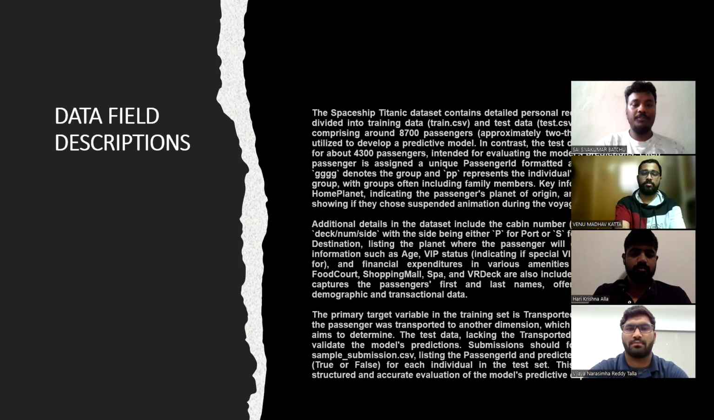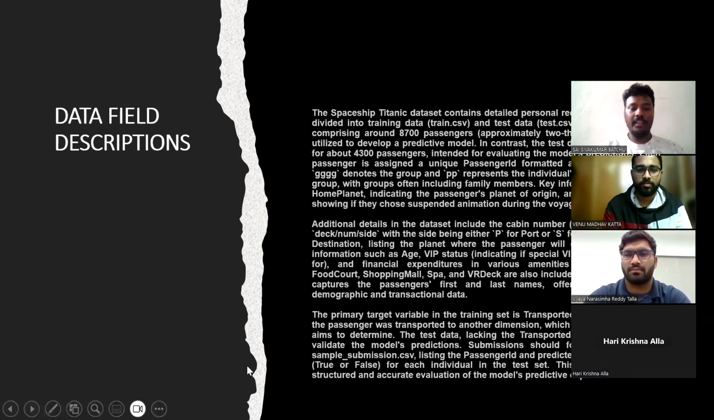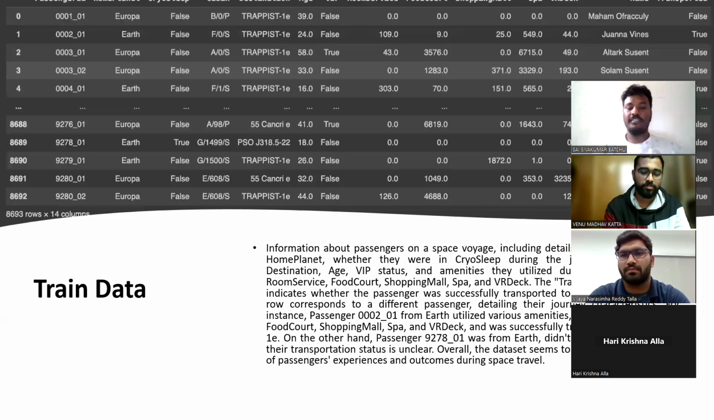Coming to the data field description, the Spaceship Titanic dataset includes passenger records, split into training and test data. Each passenger has a unique passenger ID with a code GGGG underscore PP. The key details are home planet, destination, age, VIP status, and expenditures. The target variable is Transported, which indicates the passenger was shifted to another dimension. Predictions for the test set should follow sample_submission.csv, listing passengers and predicted transported status.